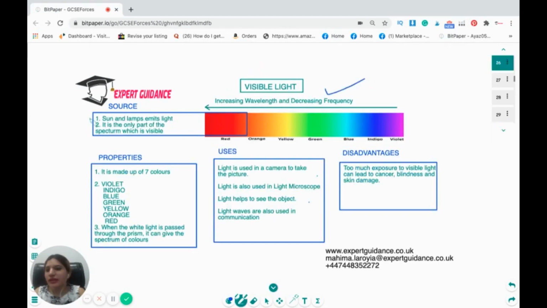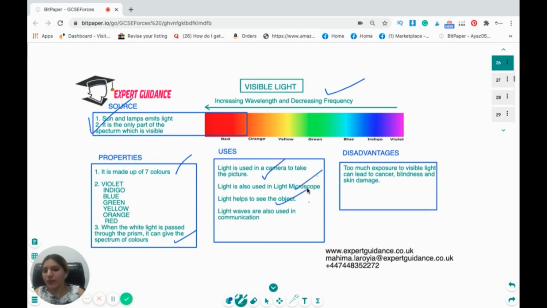For visible light, the sun and lamps emit the light. It is the only part of the spectrum which we can see. It is made up of seven colors: violet, indigo, blue, green, yellow, orange, and red. When white light is passed through a prism, it gives the spectrum of colors. Light is used in a camera to take pictures. Light is also used in a light microscope.